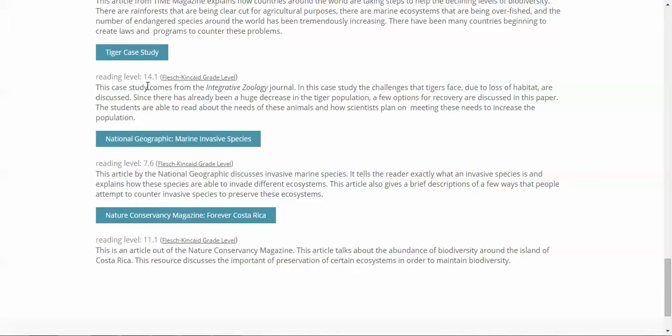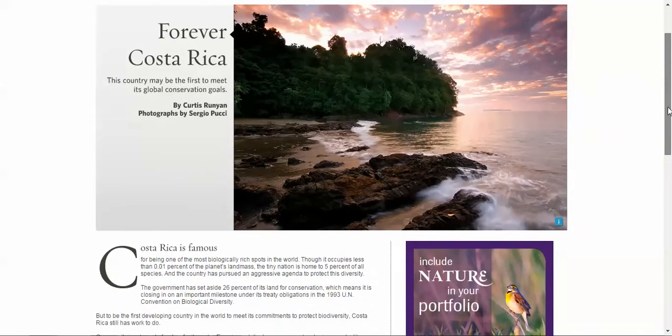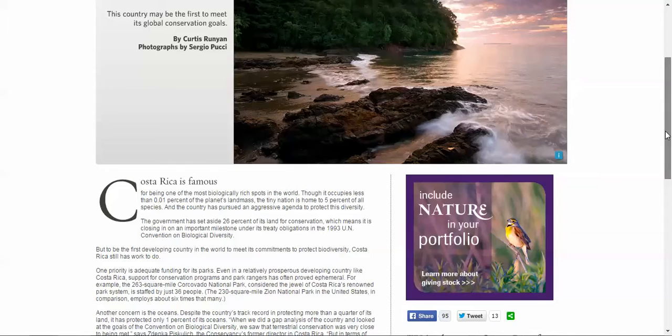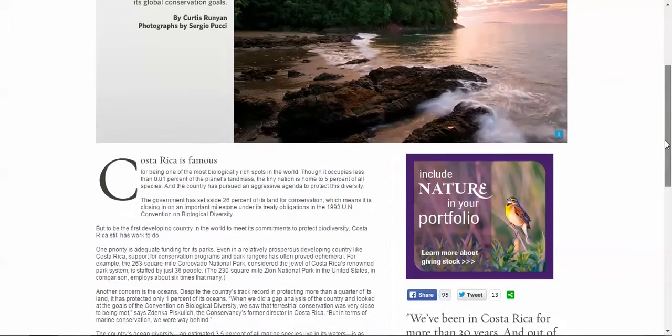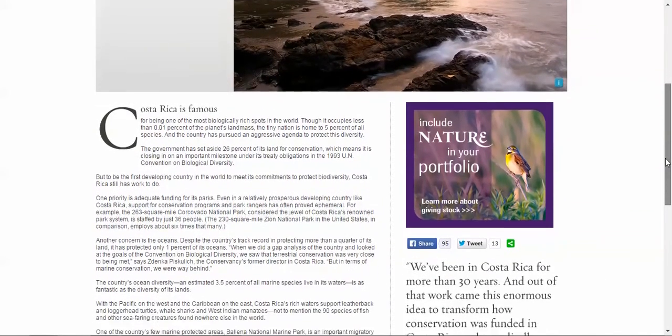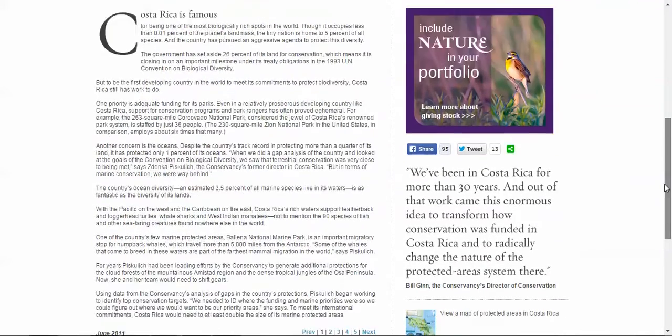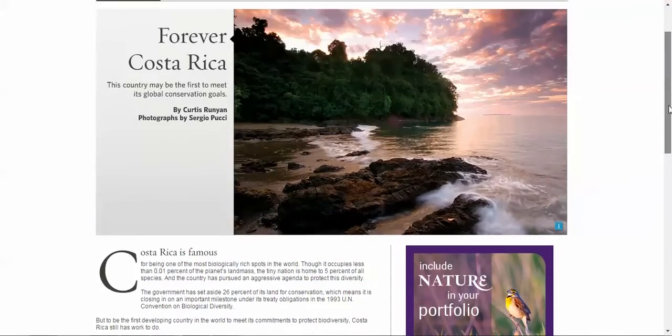So the first one comes from Nature Conservancy magazine. It's written by Curtis Runyon, and it's called Forever Costa Rica. So this article talks about the abundance of biodiversity around the island of Costa Rica, and this resource discusses the importance of preserving this biodiversity, and it talks about some ways in which Costa Rica has gone about doing this preservation, and I think it would be great for my students to read about.